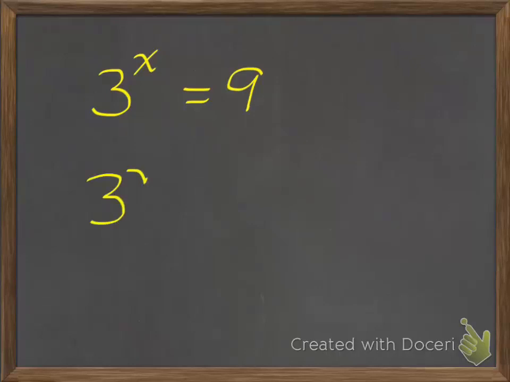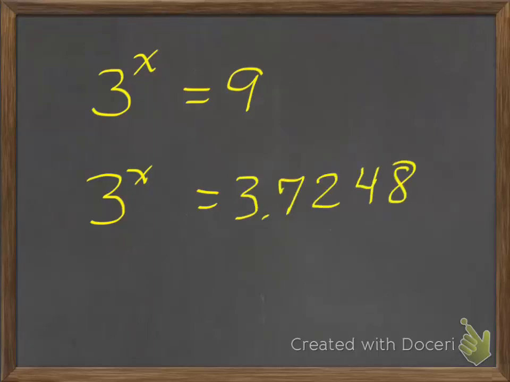So, if we had a problem like 3 to the x equals 9, all of you could figure out what x is. But if we had a problem with 3 to the x equals 3.7248, you couldn't figure that out as easily. That's where a logarithm would help us actually solve it.